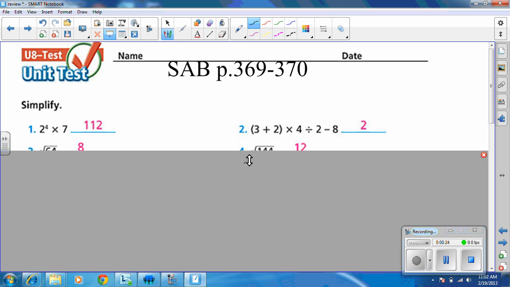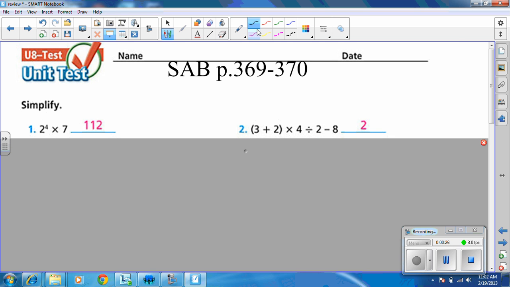Okay, so I'm going to go through some of the answers. I'm going to talk about how to solve them. First off, this one is 2 to the 4th power, so it's like saying 2 times 2 times 2 times 2 times 7. When you guys see the word simplify, it means solve that. 2 times 2, 4, 4 times 2, 8, 2 times 8, 16, 16 times 7, 112.